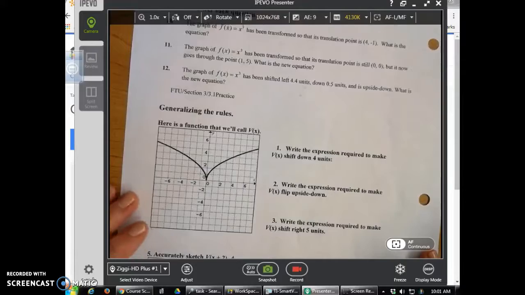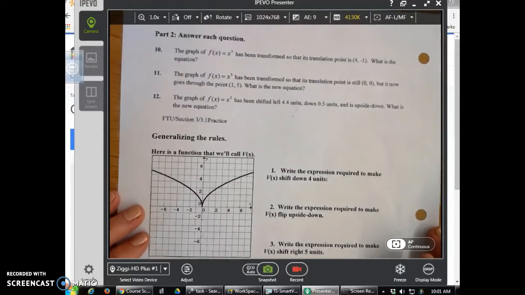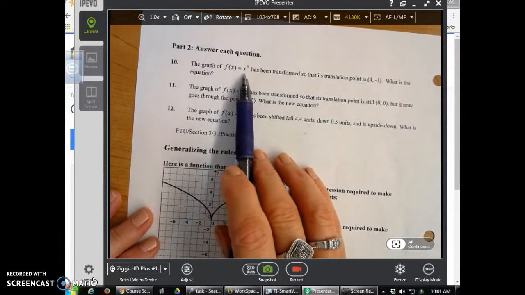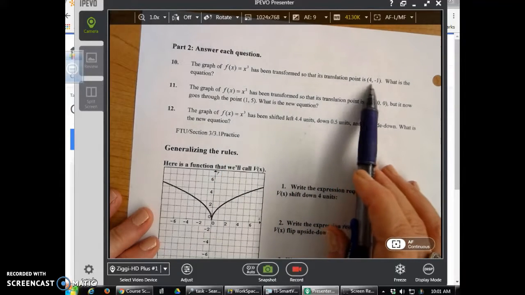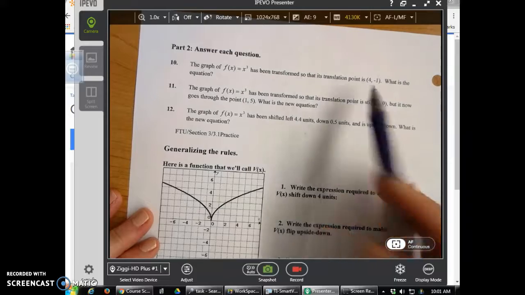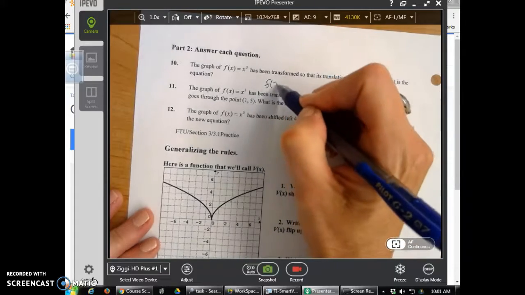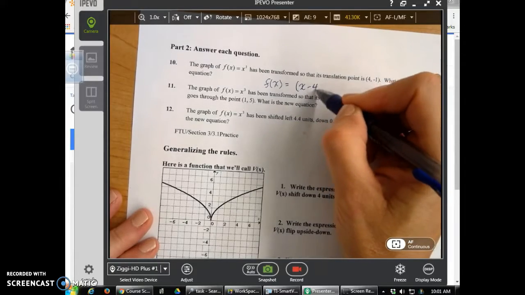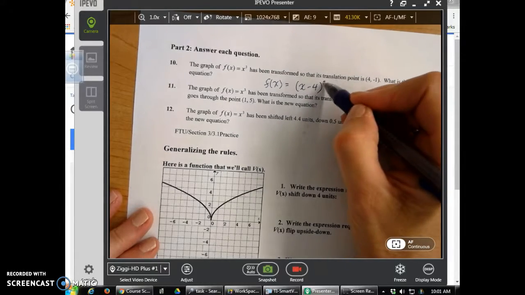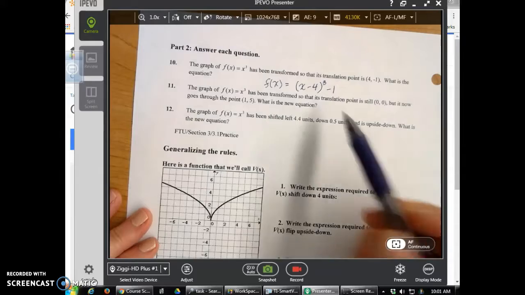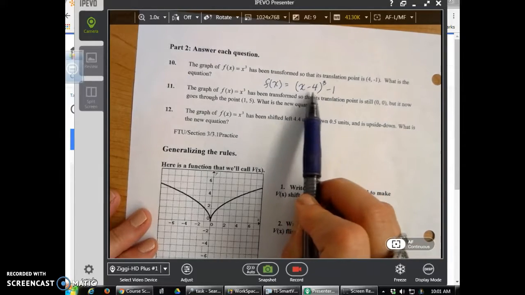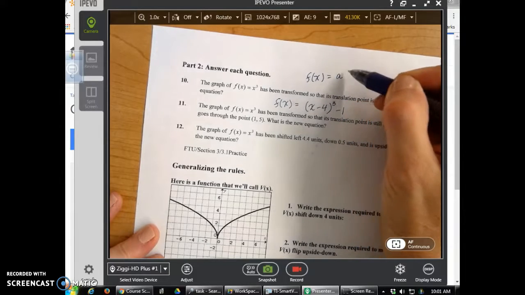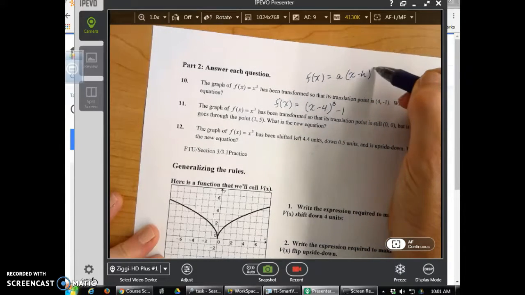Now, on the back, these are some that we did as notes as well. The graph of f of x is equal to x cubed has been transformed so that the translation point is 4, -1. So it's almost like I'm working backwards on this one. So I know if it's a positive 4, it must have been x minus 4 inside the parentheses, and then -1. So remember, you always change whatever the sign is in here. It's because of the equation. You're not actually changing the sign.